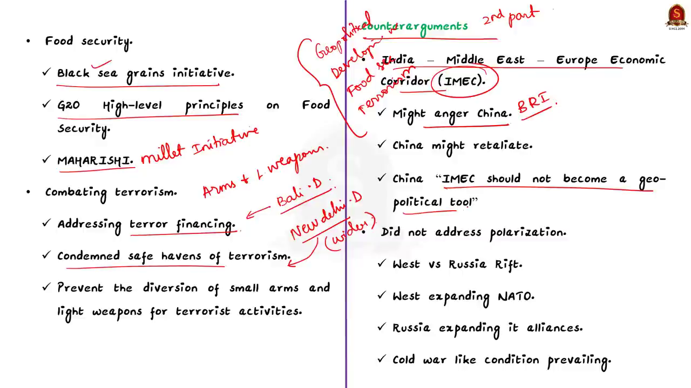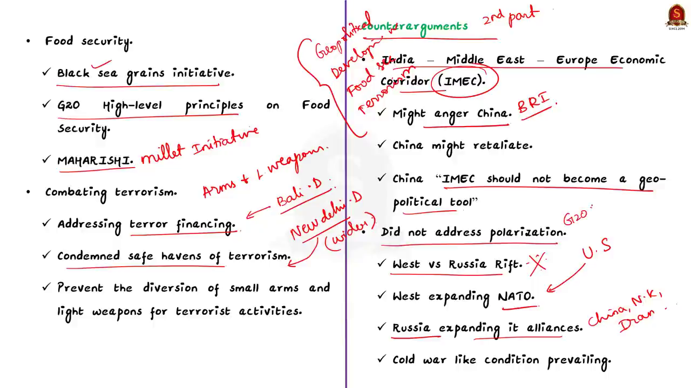Then you can also mention that India failed to address the rift between the West and Russia. The US is strengthening its position by including non-NATO states into NATO. Russia, for its part, is also deepening its ties with China, North Korea, Iran, Turkey, and other African countries. So this resulted in a more polarized world, as it existed during the Cold War. India could have used the G20 summit to bring consensus between the two sides, that is the West and Russia, but it failed. So you can write these two points as a counter argument to the statement given in the question. Since it is a 10-mark question, these 8 points are sufficient.